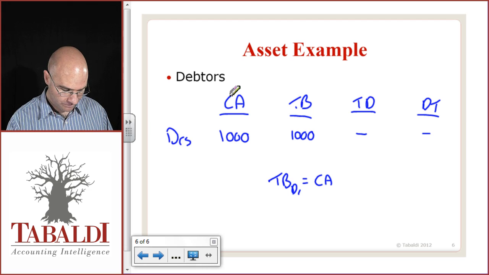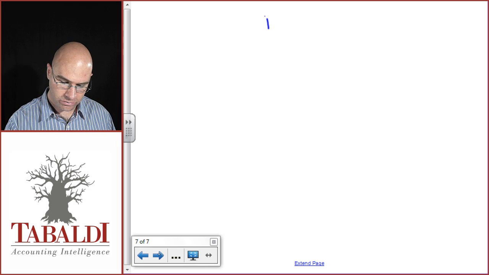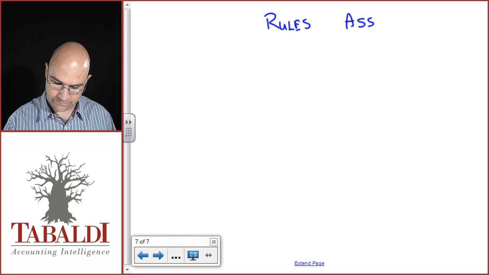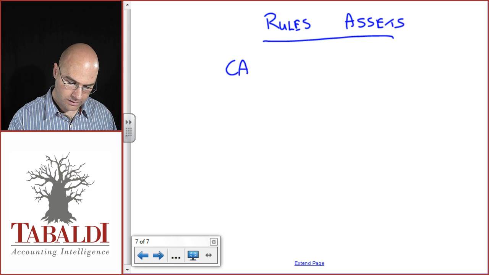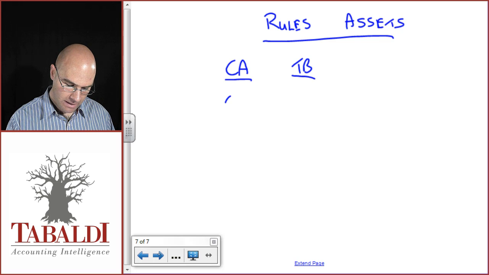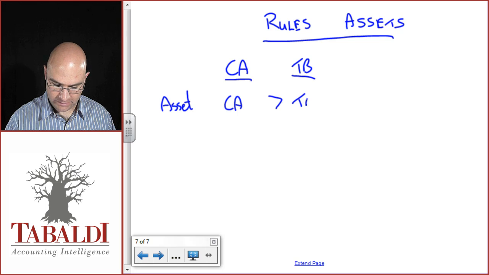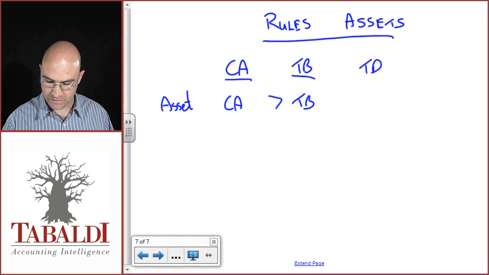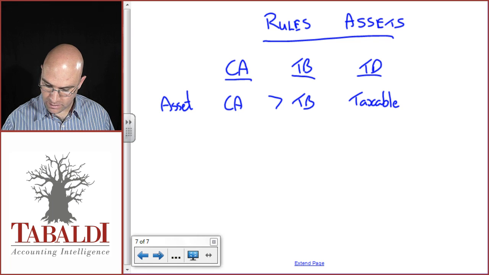Now I hope that makes sense conceptually. I know we also all love rules, so let me give some rules for assets. On my little financial position calculation: carrying amount, tax base. If the carrying amount of an asset is bigger than the tax base of an asset, that means the temporary difference will be a taxable temporary difference, and the deferred tax will be a liability.